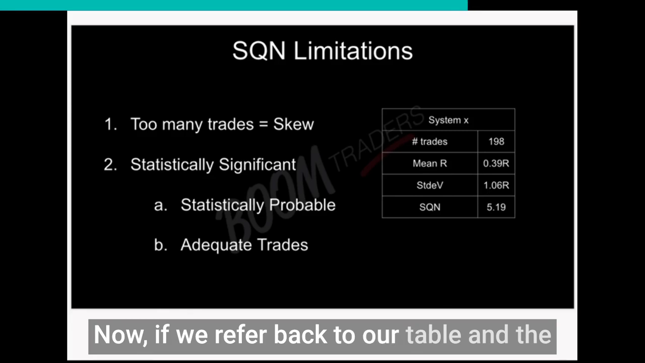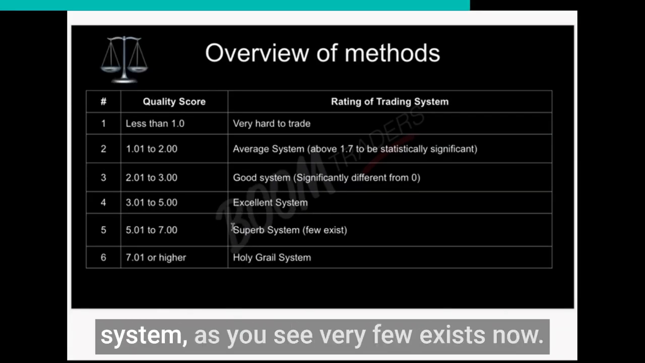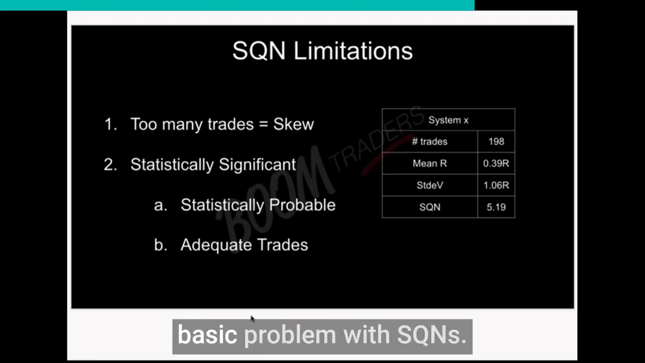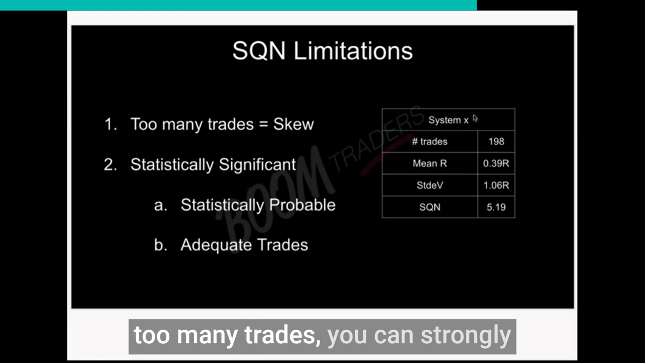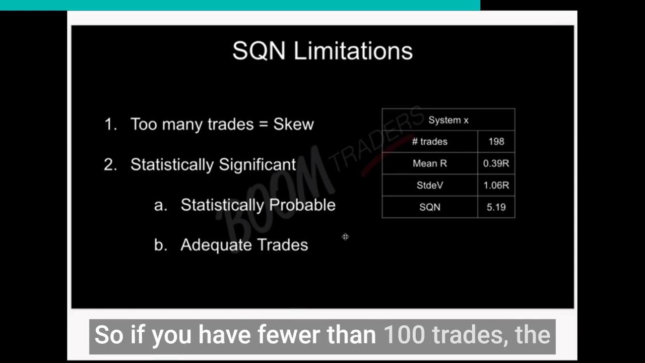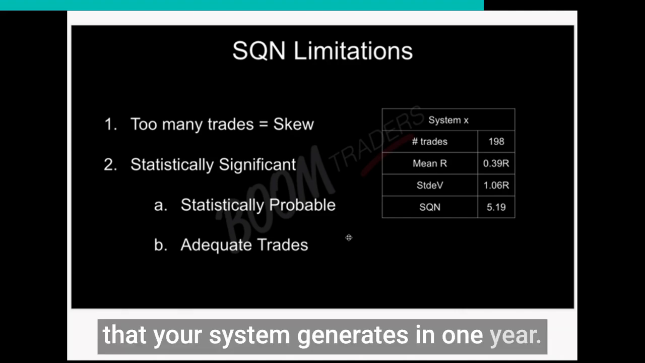Now, if we refer back to our table, an SQN of over 5 basically means a superb system. As you see, very few exist. Now, is this really true? No, it isn't. It really points out the basic problem with SQN, and that is that when you have too many trades, you can strongly overestimate the system quality number. So if you have fewer than 100 trades, the number of trades should be the trades that your system generates in 1 year.